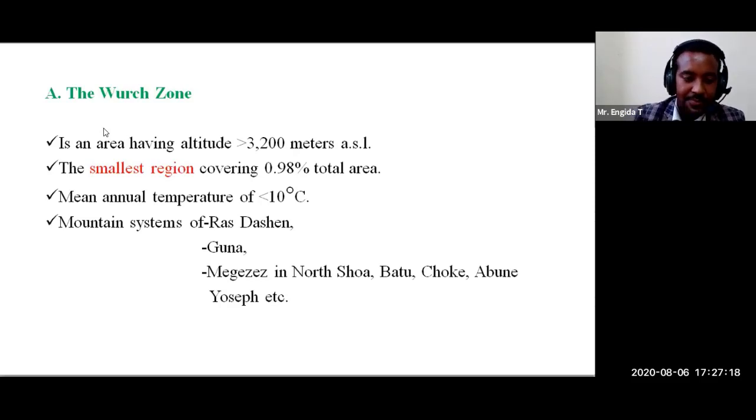which is called Wurch. In terms of total size in Ethiopia, this region covers nearly 1% of the total area of Ethiopia. Don't forget the total size of Ethiopia. Out of that size, this region has a share of about 1%. Within this percentage share, this region experiences a very cold temperature, which is below 10 degrees centigrade. You can imagine the temperature level. This region is the coldest part of the country because the region is the most elevated, highland region.